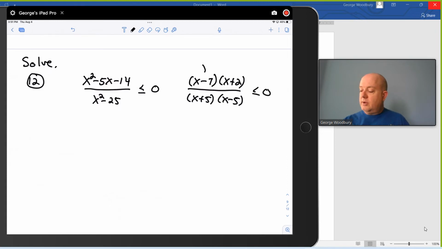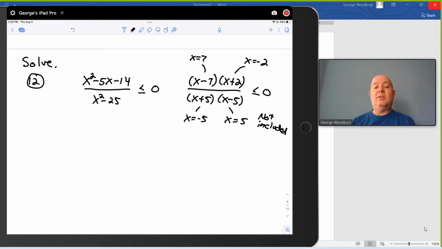The critical values are positive 7 and negative 2 from the numerator. Those are going to get square brackets when we're done because those are included as solutions. In the denominator, I get x equals negative 5 or x equals 5. Those two are not included as solutions. They're going to get parentheses because, again, those two values make the denominator 0 and the expression undefined.